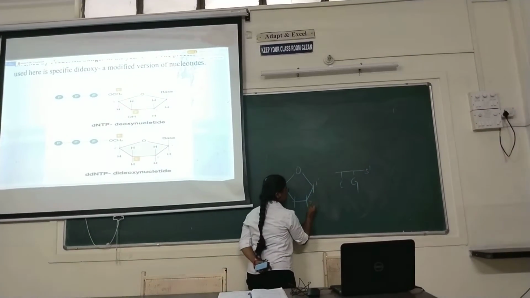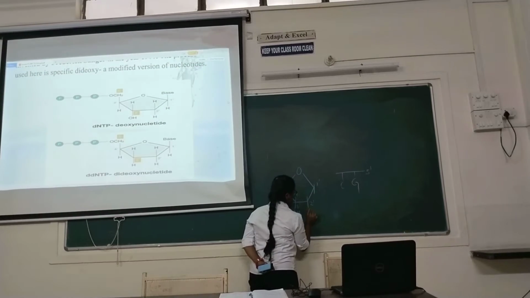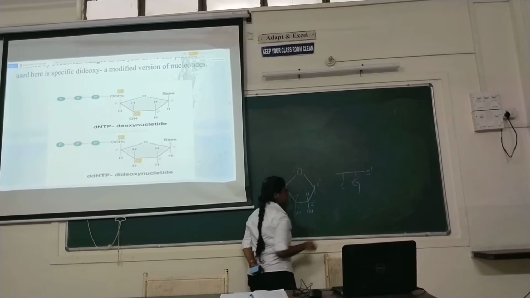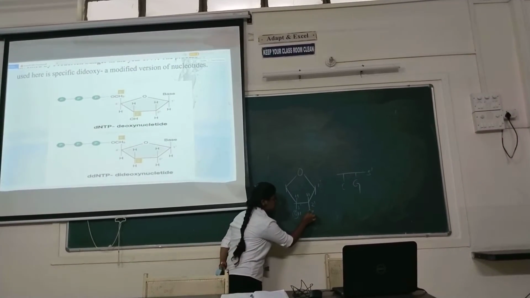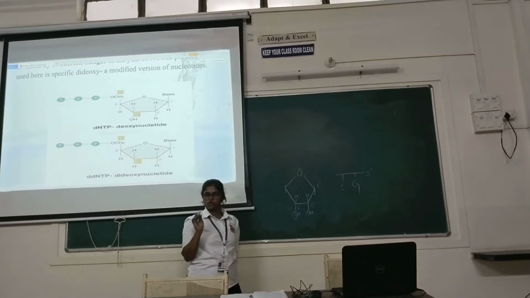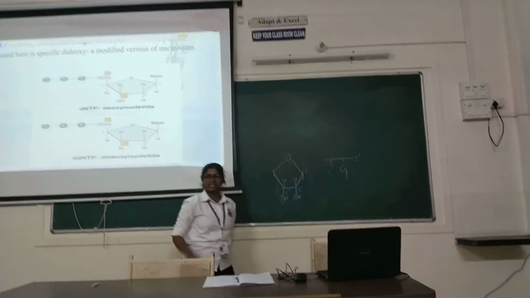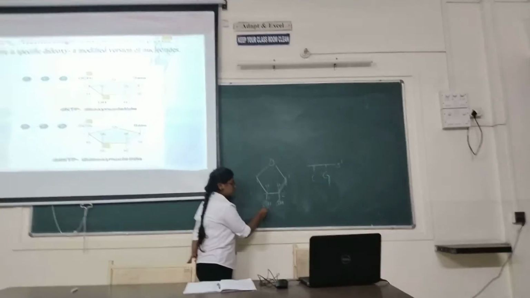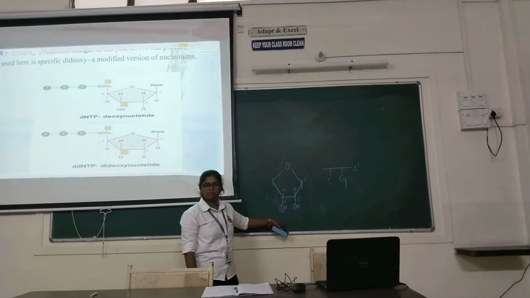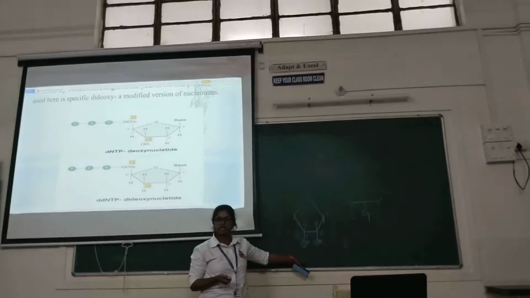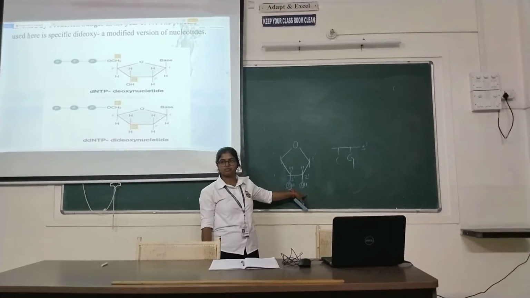1 prime, 2 prime, 3 prime. Dideoxy represents removing the oxygen at 3 prime and 2 prime. Okay. Di is 2, oxygen gets removed. D is deletion of oxygen. Oxygen is removed here. If oxygen is removed here, what will happen? Can anybody tell? What will happen if oxygen is removed here?